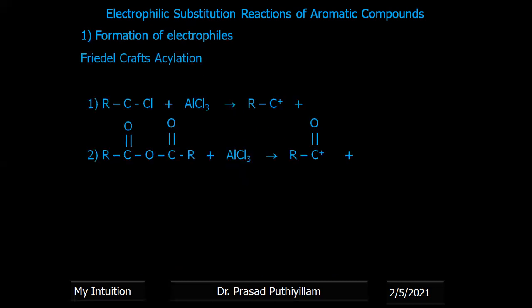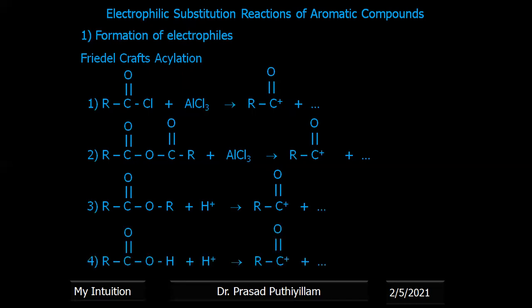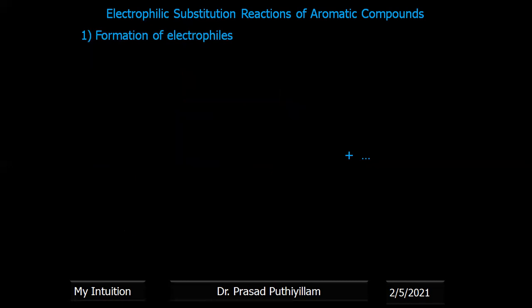In case of Friedel-Crafts acylation reaction, the possible reactions are: acyl chloride reacts with aluminum chloride to give an acyl species with positive charge. Even anhydrides will also give the corresponding acyl group. Even esters on protonation give the acyl group. Alcohols on protonation give the acyl group.